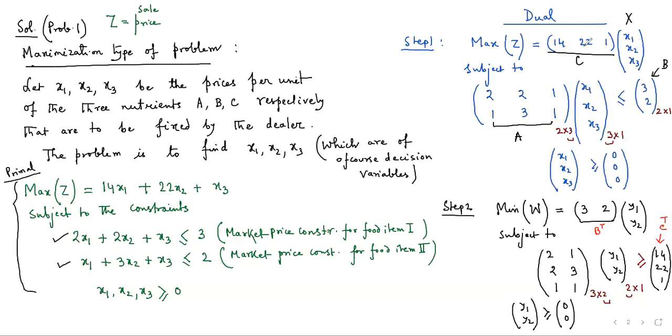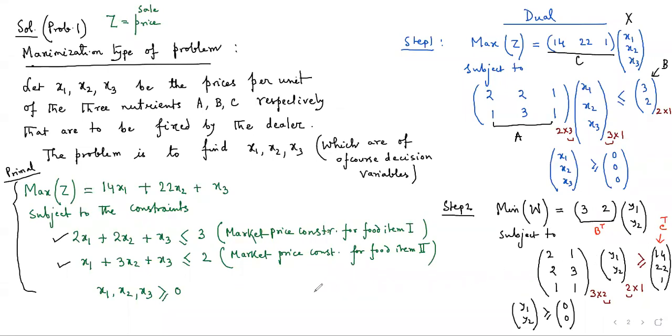Just look at this. 14, 22, 1 was a row matrix in the primal problem. Now it has become a column matrix in the dual problem, and it comes in the constraint section. 3, 2 was the column matrix in the constraint section. Now it becomes a row matrix in the dual problem, and it comes in the objective function. That's how we interchange these two things. So this is the dual of the given problem. Now I'm not going to calculate this dual right now. If I multiply the matrices, you can easily do the multiplication, but I'll show you later on.